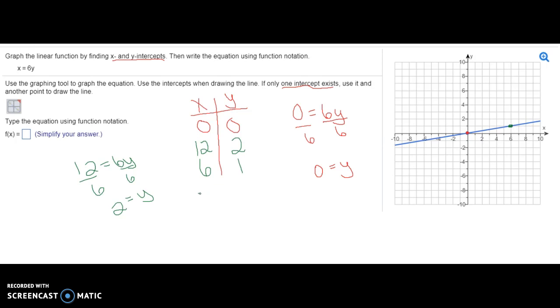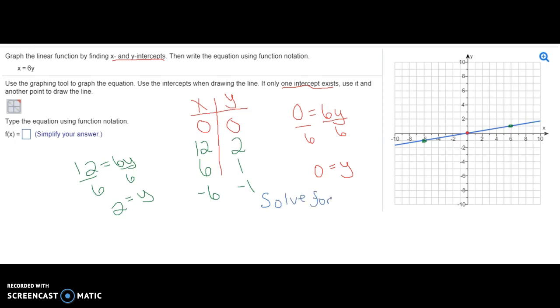You can also plug in -6 for x. And you'll get -1 for y. So -6, -1 is another point. You can use any of these points, but you just need two good ones, the intercept and then one other one. And then it wants you to type the equation using function notation, which means we need to solve for y.